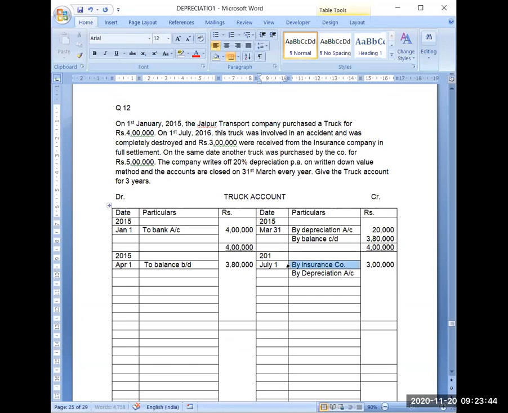So we are again doing some mistake because the financial year is 15-16. It will end on March 31st, 2016. And 1st July 2016 will not fall in this particular year because this is the financial year 15-16 only. So because there is no other transaction given in this year, we will charge the depreciation by depreciation account.